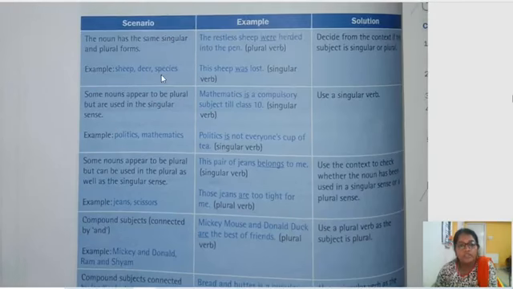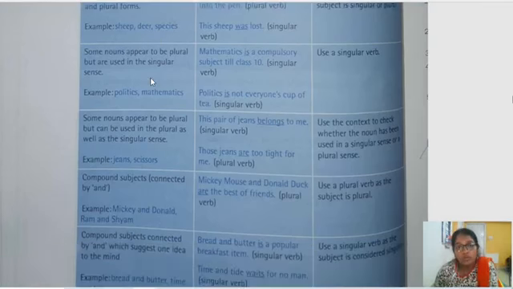Now some nouns appear to be plural but are always used in the singular form. I said sheep, there are some words where it can be used with singular or plural verbs, but some nouns, though they appear to be plural, always take the singular form. What kind of words? Like politics. Mathematics is my favorite subject. Social studies is a subject which I do not like. Though they have s and look like plural, they always are treated as singular subjects and they do take singular verbs.